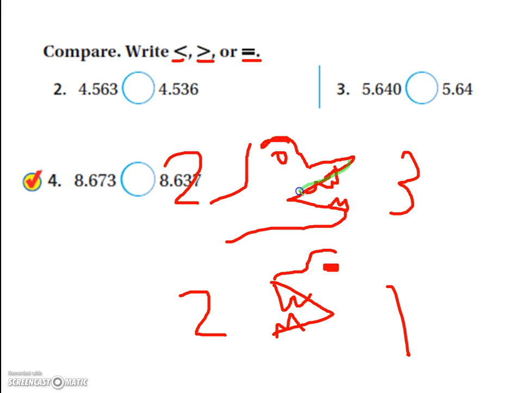Okay, so this is my less than sign in the middle of this monster's mouth, and this is my greater than sign. So that's how you can remember it. It wants to eat the bigger number.